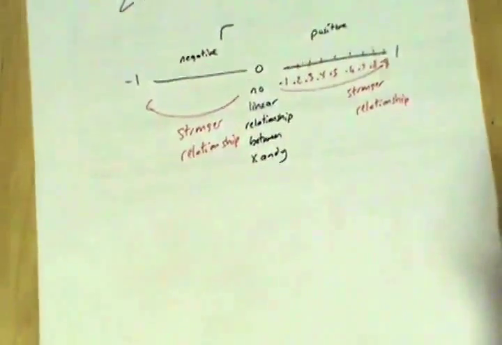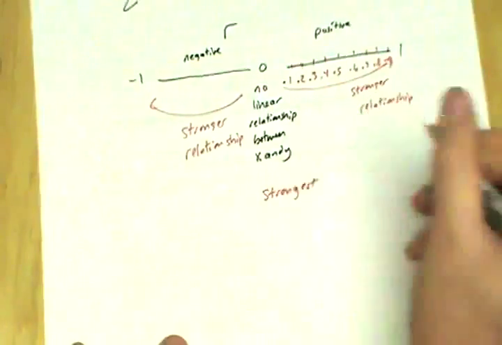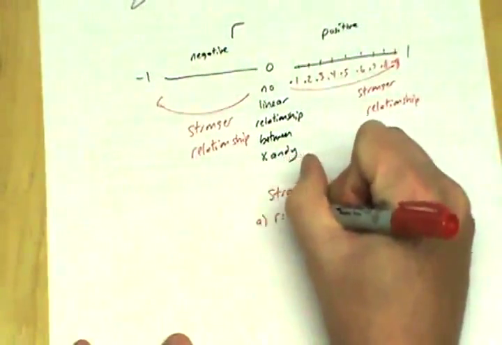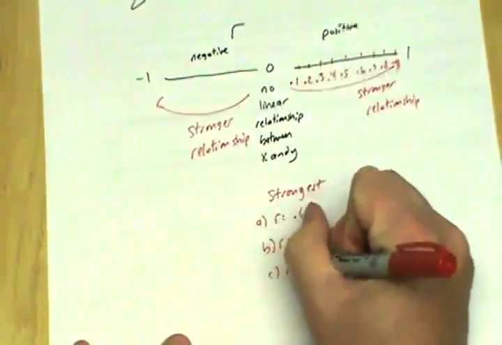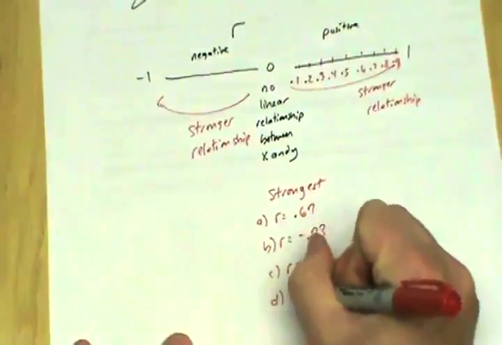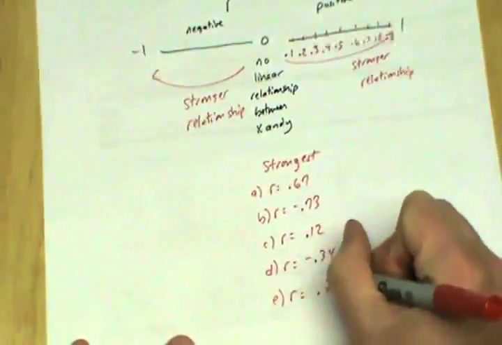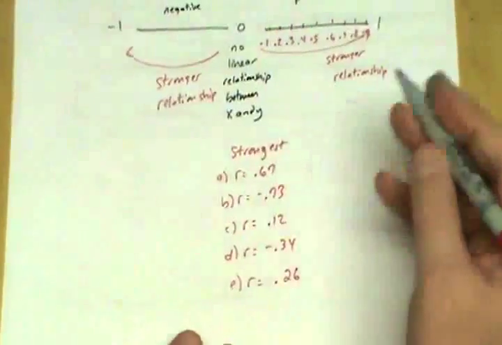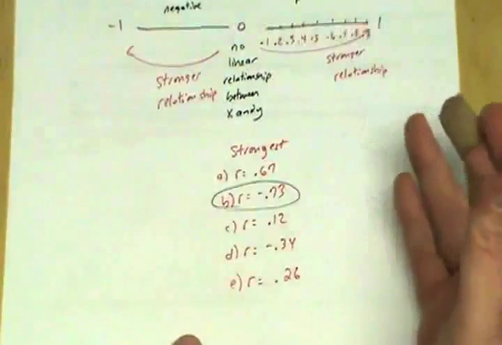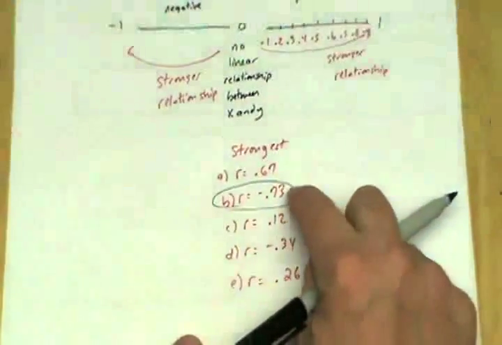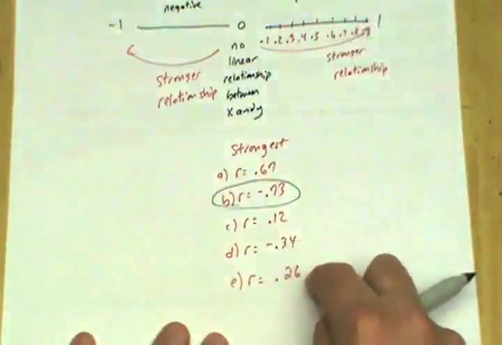So if a multiple choice question came up on a test and we wanted to know which value for R represents the strongest relationship, and I gave you the values, let's say, 0.67, -0.73, 0.12, -0.34, and finally, let's say, 0.26. Which one represents the strongest relationship? You would then say that that is -0.73 because that's the largest value closest to either -1 or +1. That's the strongest. The next strongest would be the 0.67, then the -0.34, then the 0.26, and the weakest.